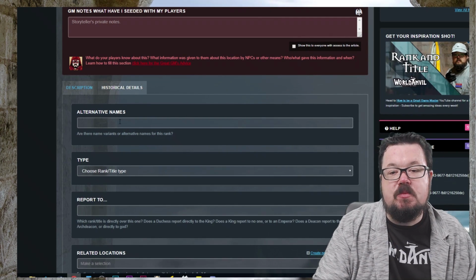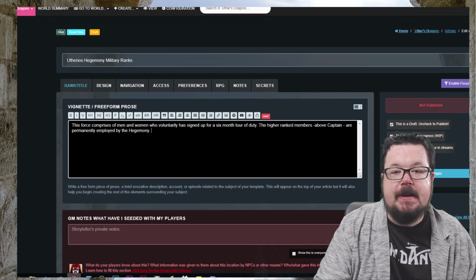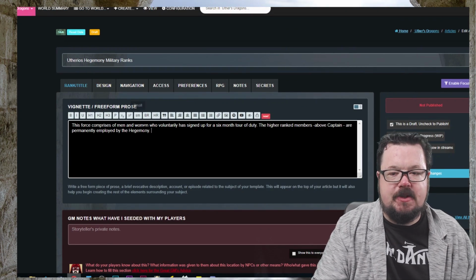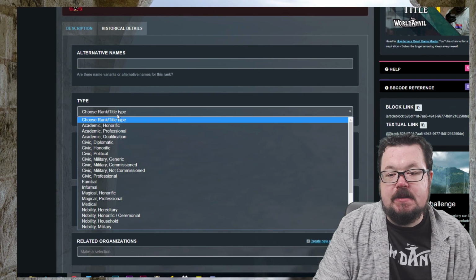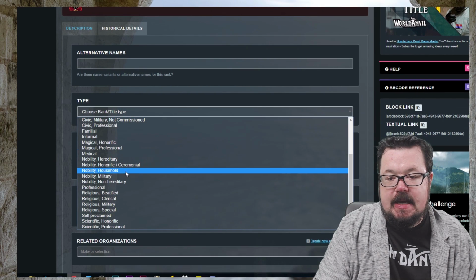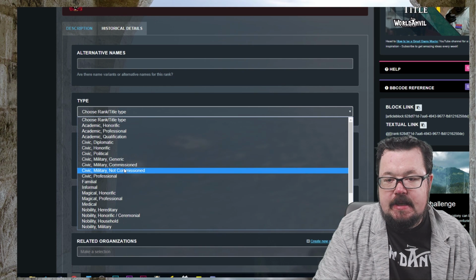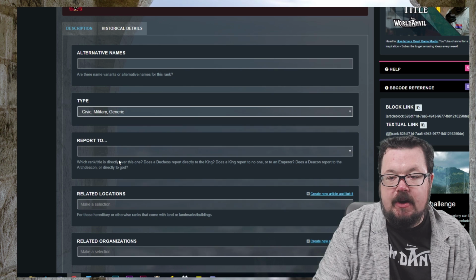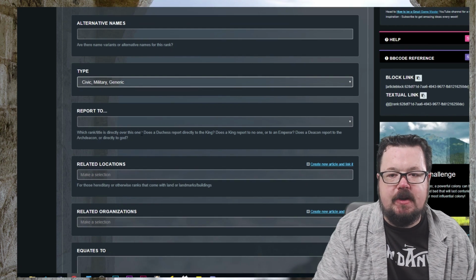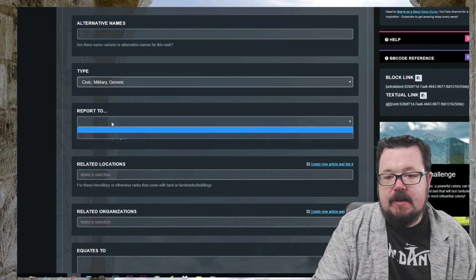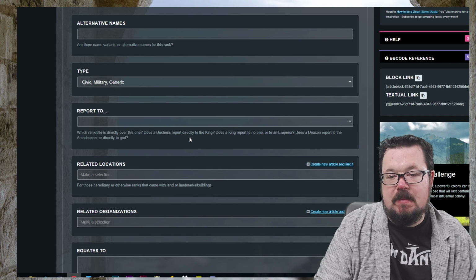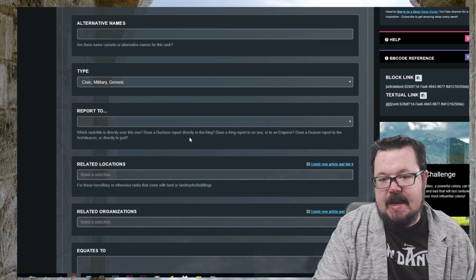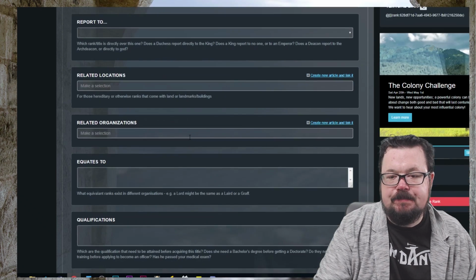Right, so what are the alternative names for the Eutherios hegemony military ranks? I don't think we need to have any further types of things in there. Let's put a type in here. This is a military formation. Let's see, military generic. Let's go with military generic. We don't have commissioned and non-commissioned officers. Okay, reports to, we haven't yet created the king or the leader of the hegemony. Uther is not yet there, so we will add that in.